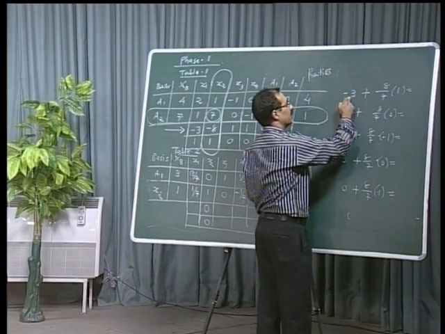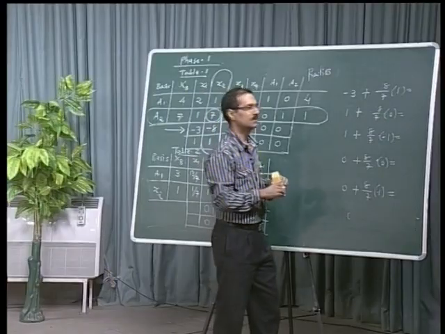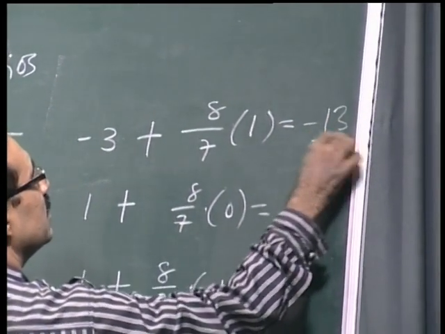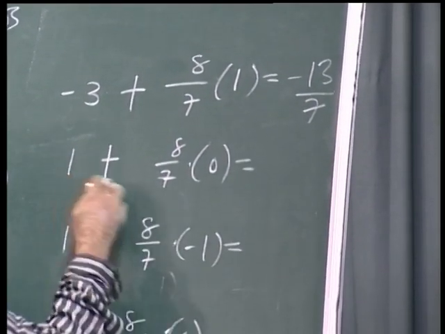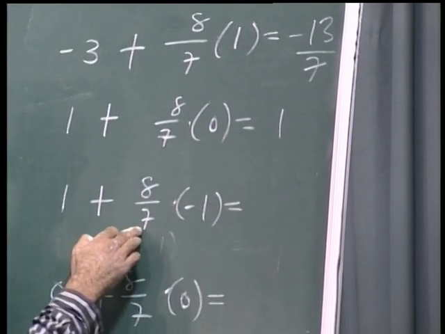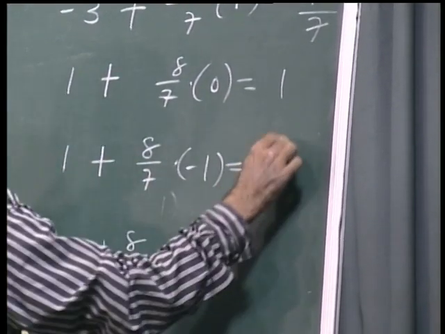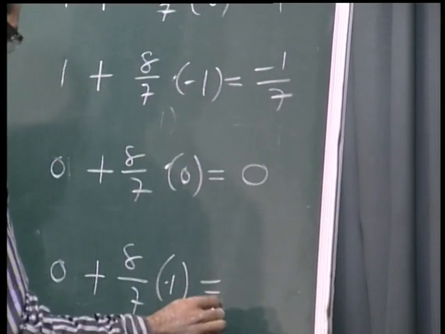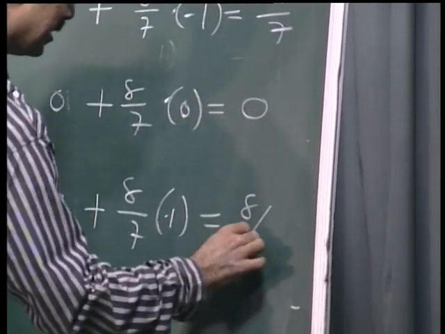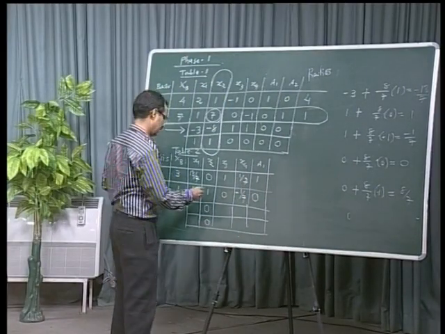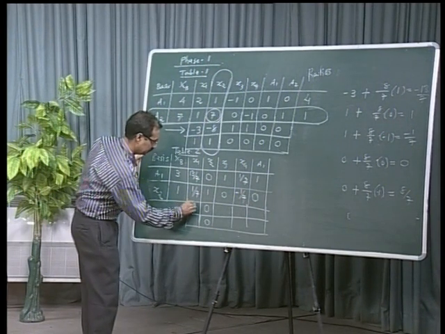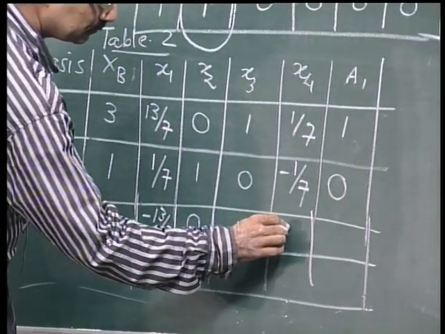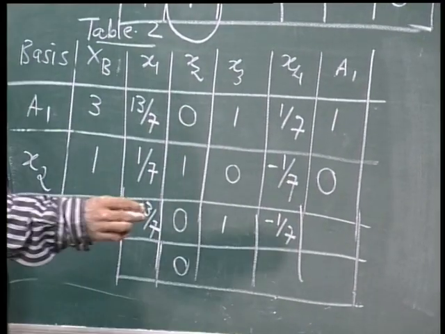Okay, this is 7 here. So, minus 21 plus 8, okay, that is minus 13 by 7, then this is 1, this is 7 minus 8. So, minus 1 by 7, okay, 0 and it is 8 by 7. So, the numbers are minus 13 by 7, 1, minus 1 by 7, okay, 0.